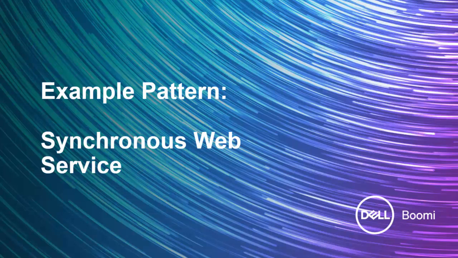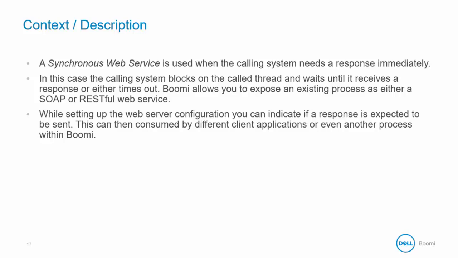Our next example pattern is synchronous web service. A synchronous web service is used when the calling system needs a response immediately. In this case, the calling system blocks on the called thread and waits until it receives a response or times out. Boomi allows you to expose an existing process as either a SOAP or RESTful web service.